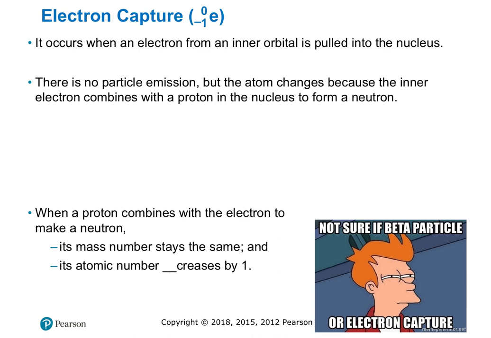So here I have a proton, and an inner orbital electron comes in. So notice my mass number is going to stay the same, and I have a positive 1 plus a negative 1, and that gives me 0. And so a particle that has no charge and is a positive 1 for mass is a neutron. So notice a proton turns into a neutron.